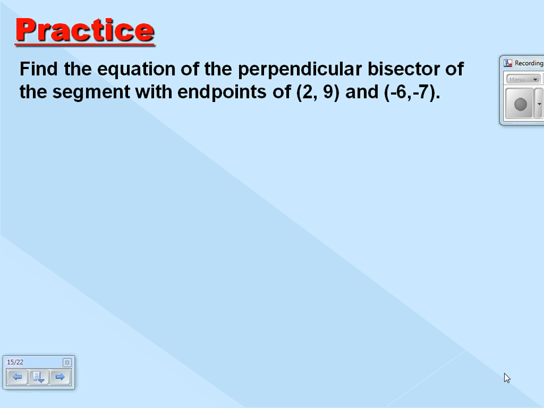difficult. I want you guys to put a star next to this because this can be very tricky. Please read it with me. It says find the equation of the perpendicular bisector of the segment with endpoints 2, 9 and -6, -7.